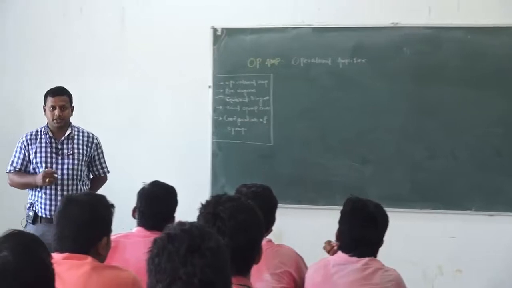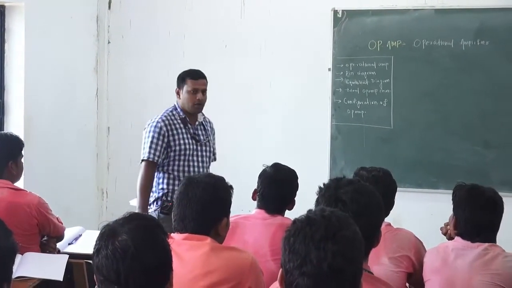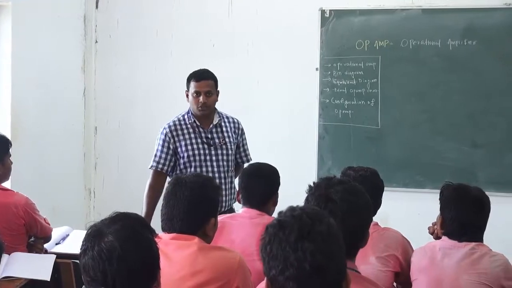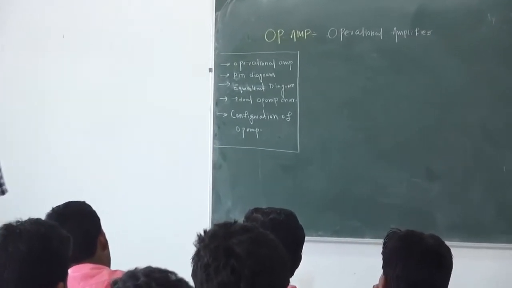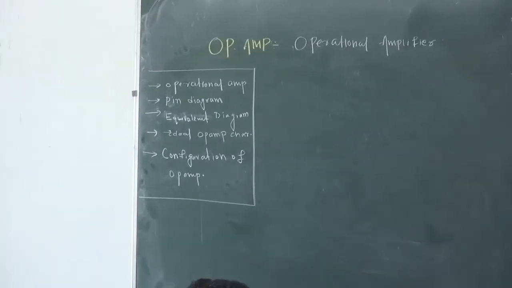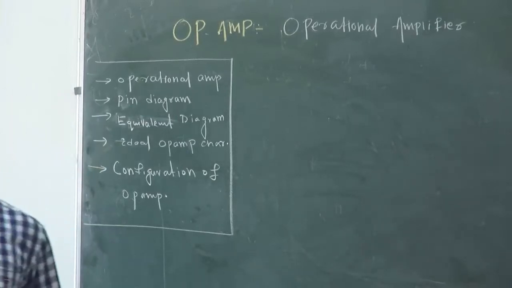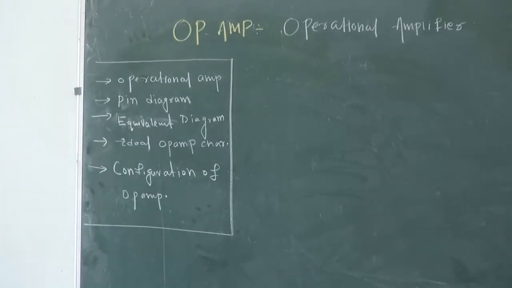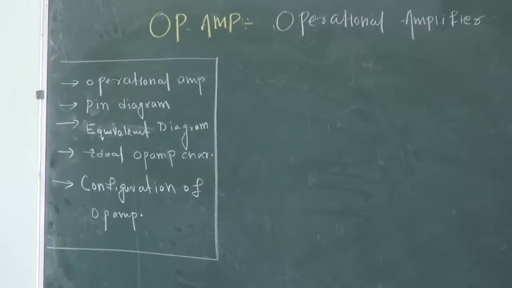Good afternoon, friends. Today I am going to discuss Module 2, Chapter 2 of your subject Analog and Digital Electronic Circuit, a chapter called Operational Amplifier. Previously, we have already read about some amplifier characteristics, that is, the well-known bipolar junction transistor.